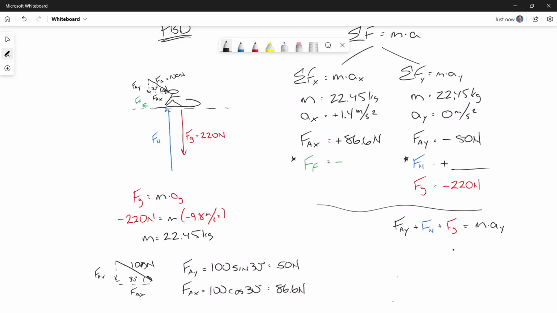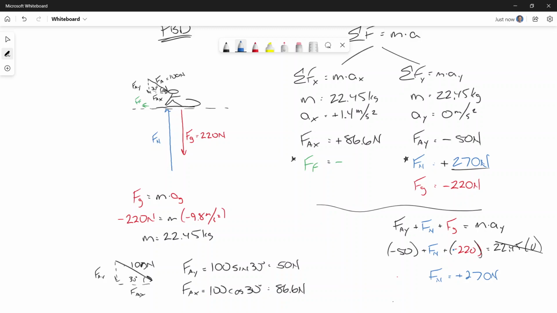And now we can plug in the values that we know. The applied force in the y is downward at 50 newtons. My normal force is what I don't know. I should get some big upward amount of normal force. Fg is downward at 220 newtons. And my mass of 22.45 is going to be multiplied by 0, so that side goes away, right? And so when I do a little bit of math, I get 270 newtons is what my normal force must be. It becomes positive 270 newtons. I can write that right in here.